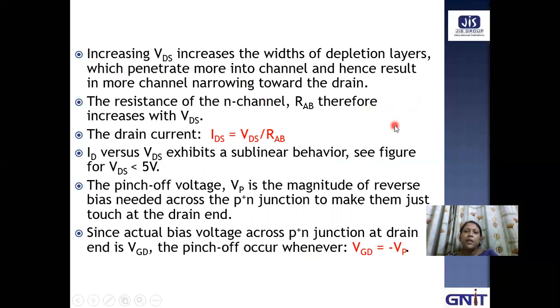The resistance of the N channel RAB therefore increases with VDS. The drain current IDS equals VDS by RAB, and ID versus VDS exhibits a sublinear behavior. The pinch off voltage Vp is the magnitude of reverse bias needed across the P plus N junction to make them just touch at the drain end. Since the actual bias voltage across the P plus N junction at the drain end is VGD, the pinch off occurs whenever VGD equals minus Vp.